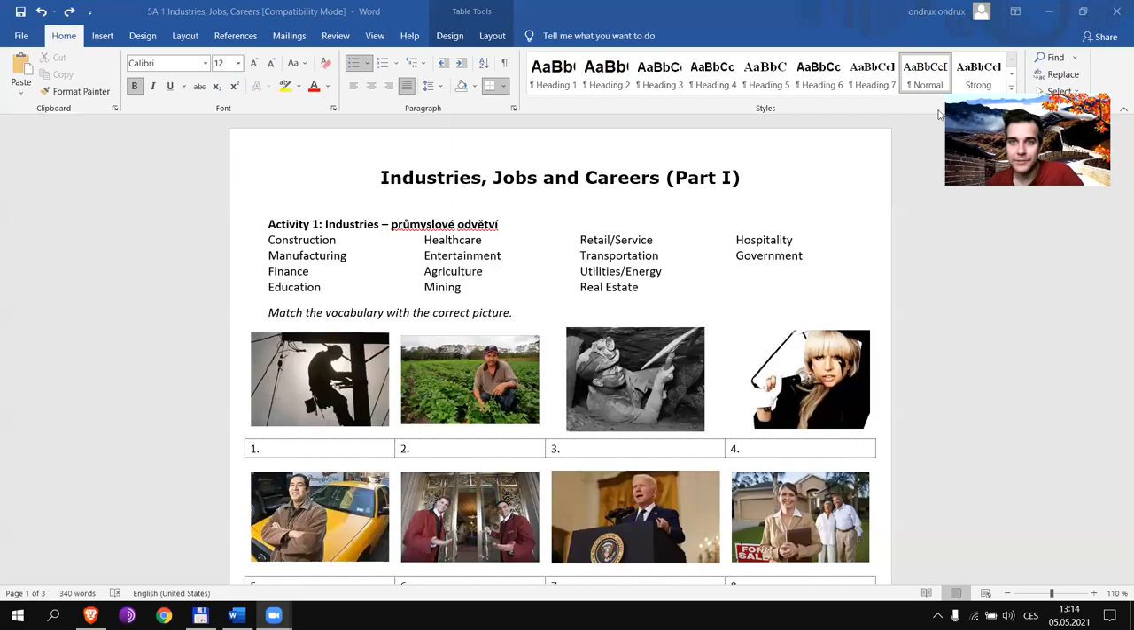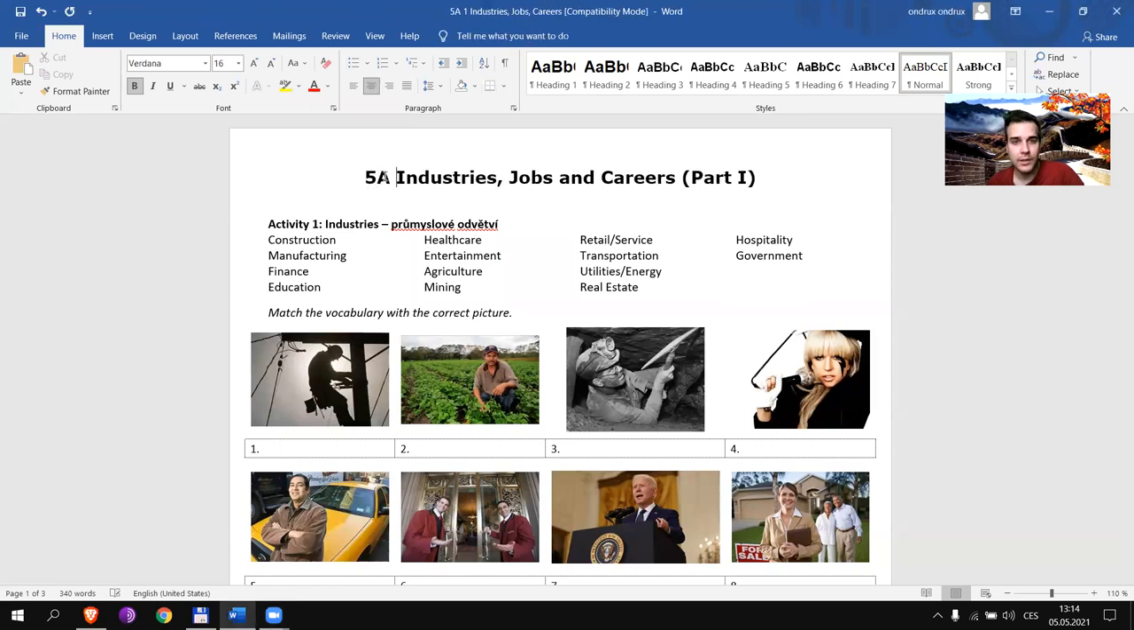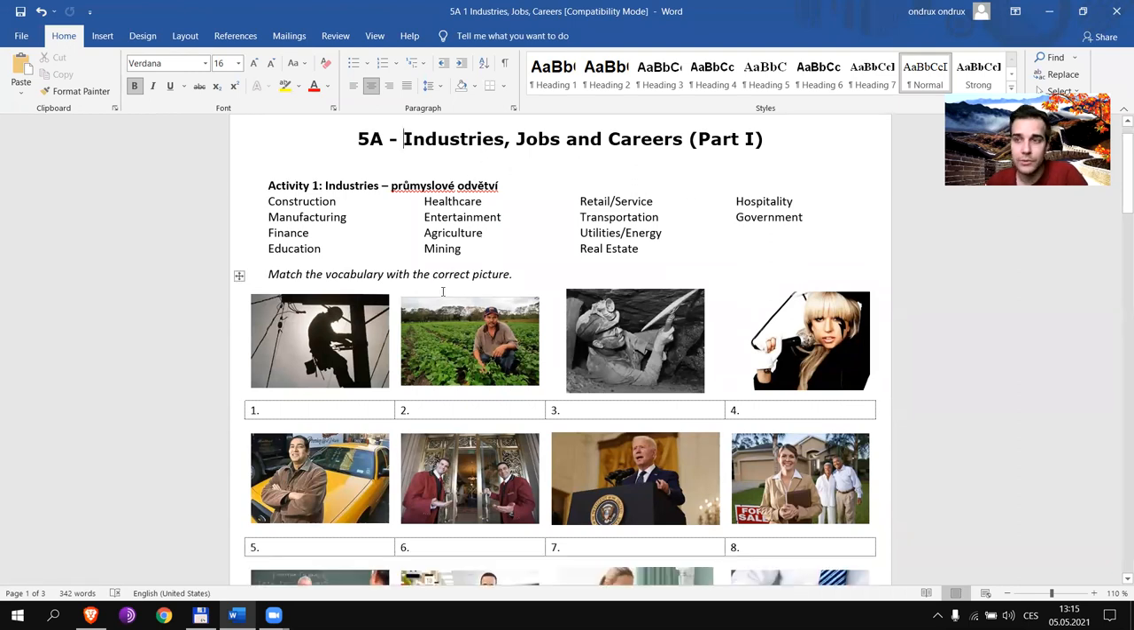All right, let's have a chat about industries, jobs and careers. This is part of 5A in your book. To be more precise, let's discuss some specific industries based on the pictures we see here. So in the first picture, can anybody tell me what this is?